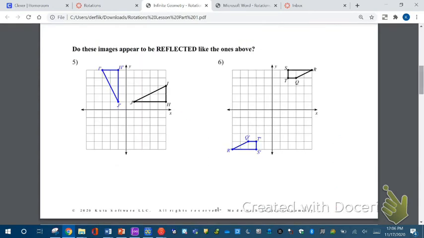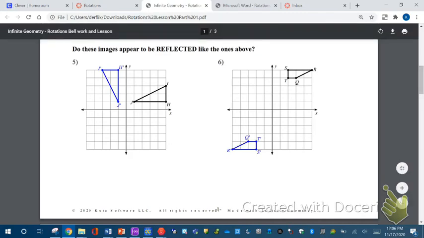Okay, so this next part is the beginning of the new information. So first, can you see that these are not flipped like the above problems were? Instead, these shapes appear to be turned. Okay, so they are turned, spun, whatever you want to think of it as, a spin or a turn. This is called a rotation.